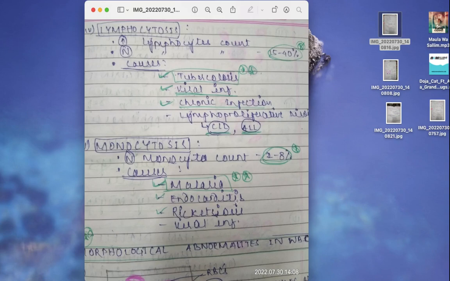Second can be endocarditis. Endocarditis could be there. Rickettsiosis. I'm not so clear with this, I'm sorry. Rickettsiosis, yes. And viral infections, again, the viral infections here. You can just remember that viral infections actually increase the agranulocytes. Both are agranulocytes, so viral infection increases the agranulocytes.